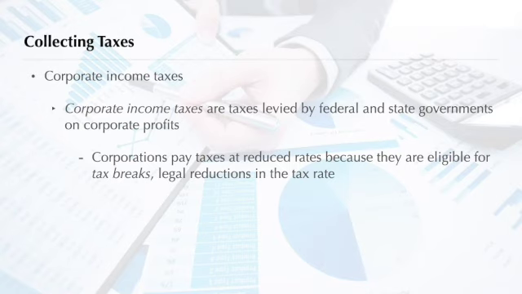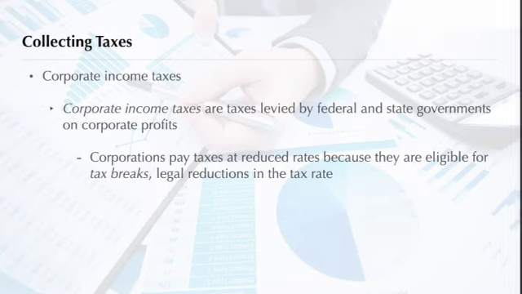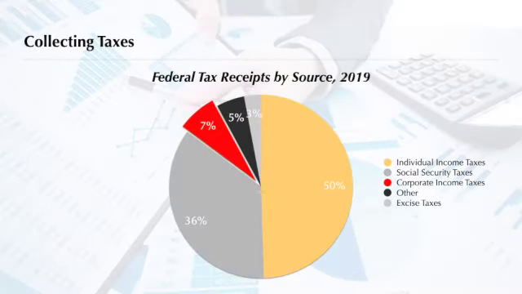In the United States, governments tax corporate profits. Many corporations pay taxes at reduced rates because they are eligible for tax breaks, such as those designed to promote plant modernization. In 2019, corporate income taxes made up about 7% of federal tax revenues, about 6% of state tax revenues, and less than 1% of local tax revenues.